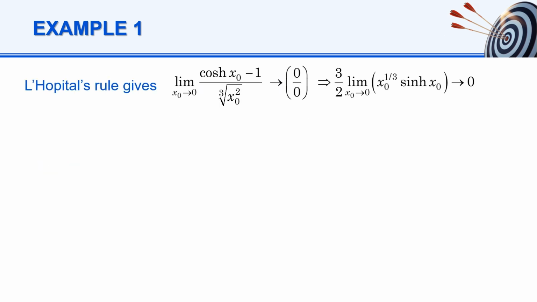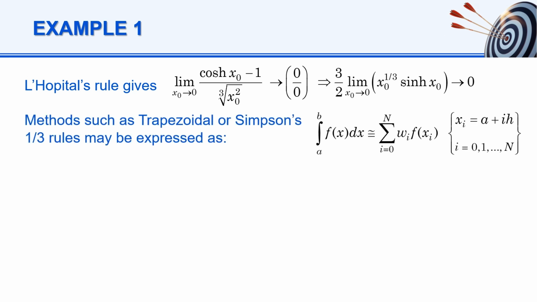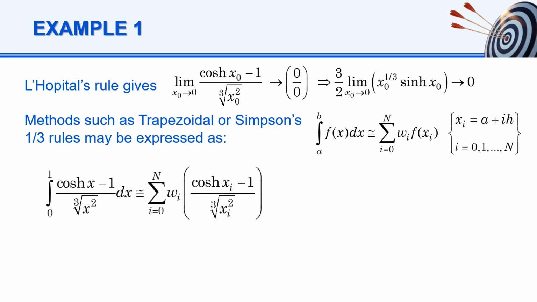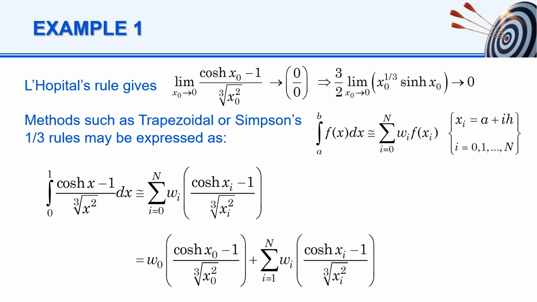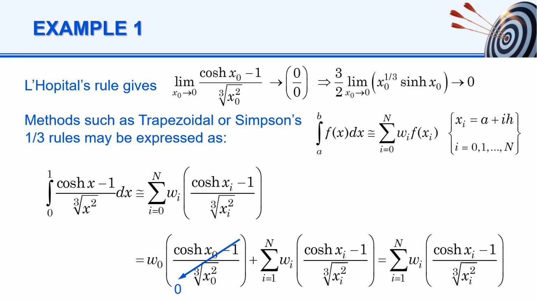L'Hopital's rule for the singular point yields 0. Methods such as the trapezoidal or Simpson's 1/3 rules may be expressed as a weighted sum. Thus, to be general, we will replace the numerical integrations by a weighted sum. Note that the first term of the summation yielded 0 as a result of L'Hopital's rule, so we can recast the summation from i equals 1.